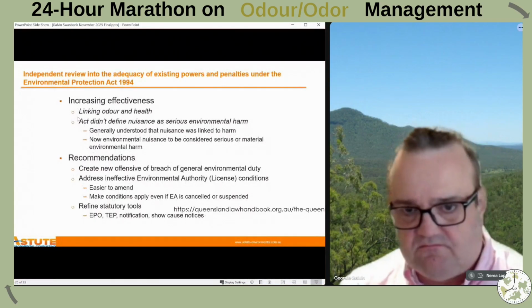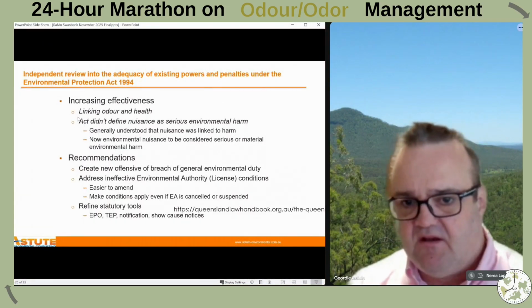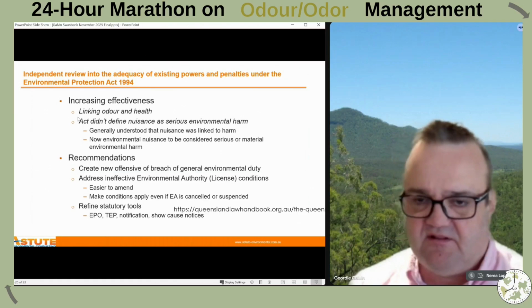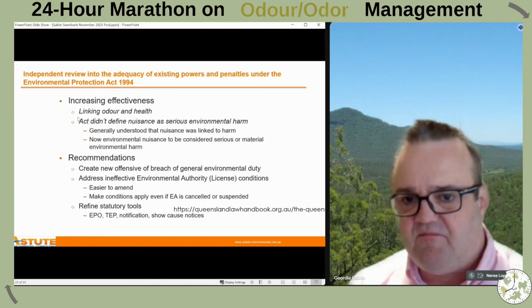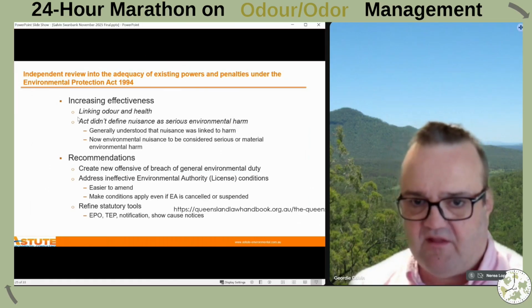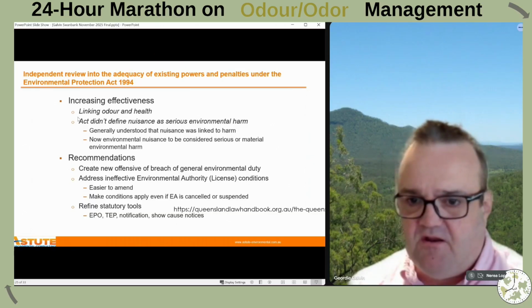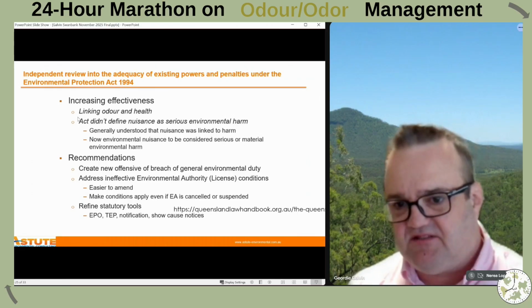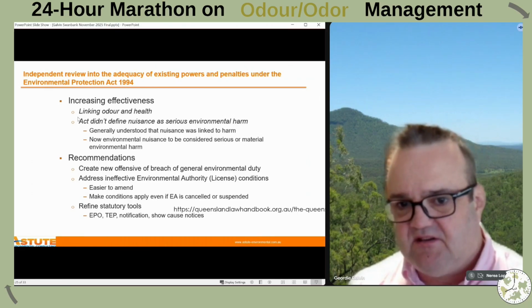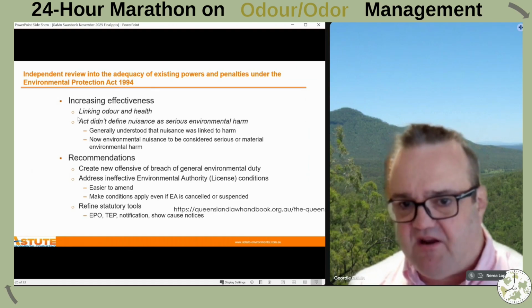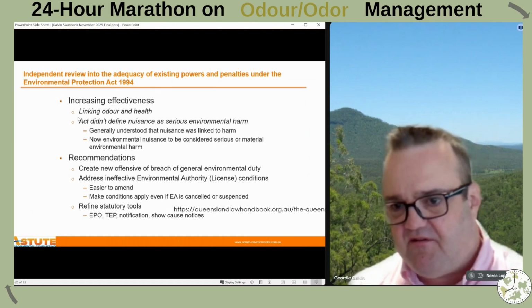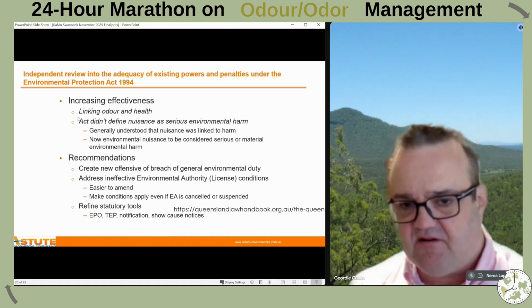There were a couple of things that were added in, linking odour and health, which I'll talk about in a minute. So they wanted to link odour and health because obviously DESI, as our regulator, don't manage health. We have a separate health department for that. The Act didn't define nuisance as serious or material environmental harm. And to put that in context, it was generally understood that if you had odour nuisance, it was harm, but it didn't necessarily fall into that serious category.